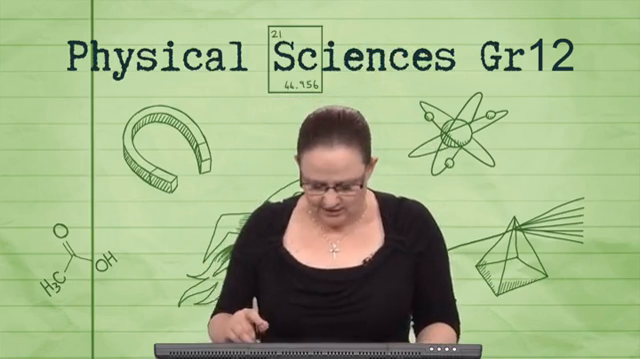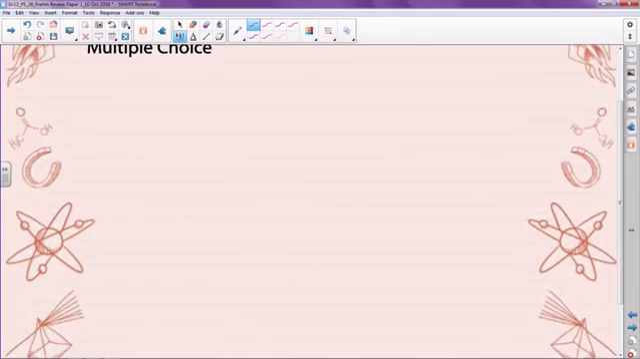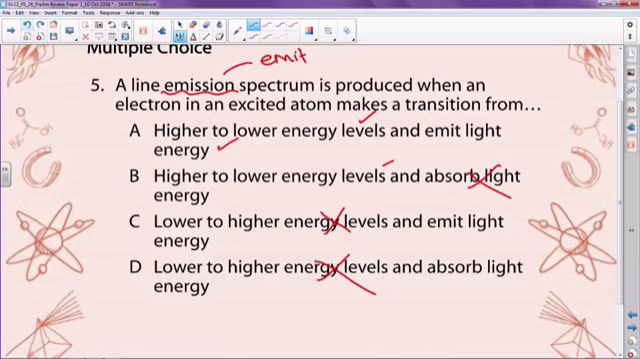So let's look at the options. A says higher to lower energy level, great, and emits light energy. Perfect, so A is an option. Higher to lower, great, absorb energy. No. Lower to higher, no. Lower to higher, no. No, I've done it again. That makes A my option. Okay, so that's really important. That makes A your option.